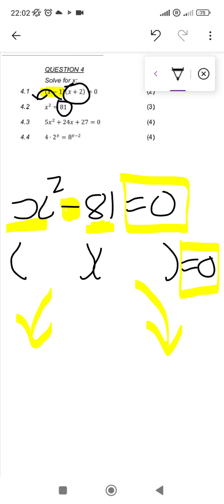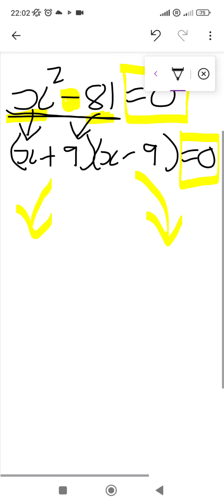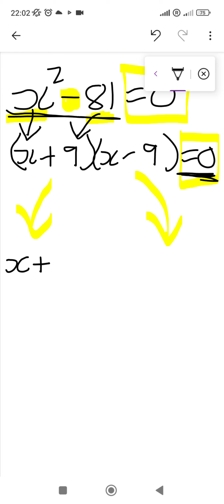Okay, so let's get back to the difference of two squares. Two sets of brackets, the square root of the first one, so x and x, square root of the last one, so 9 and 9, and then a plus and a minus. Right, so our two brackets will have to equate to 0. So either x plus 9 is 0 or x minus 9 is 0.